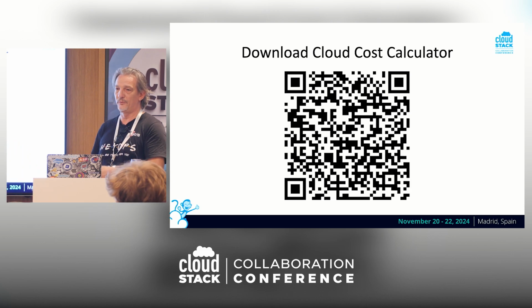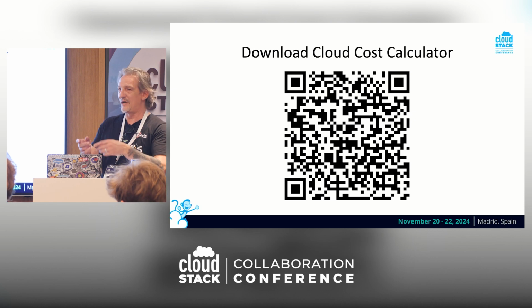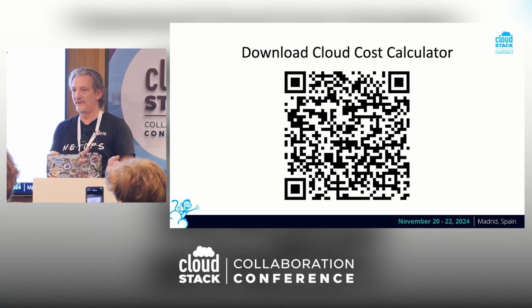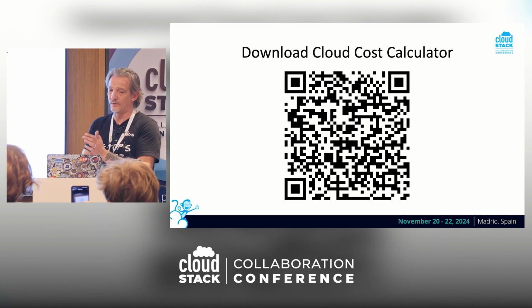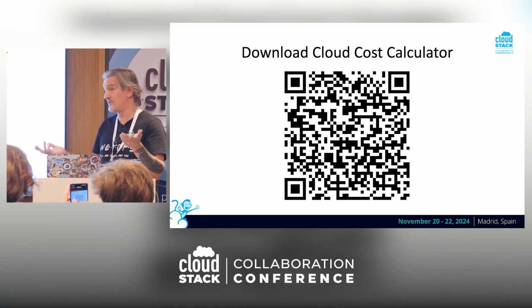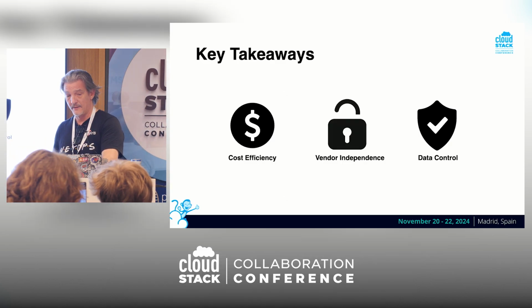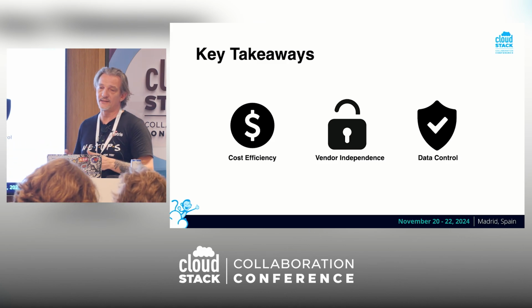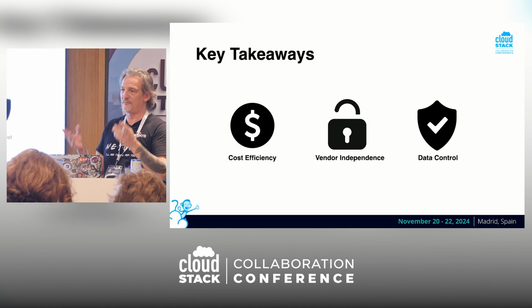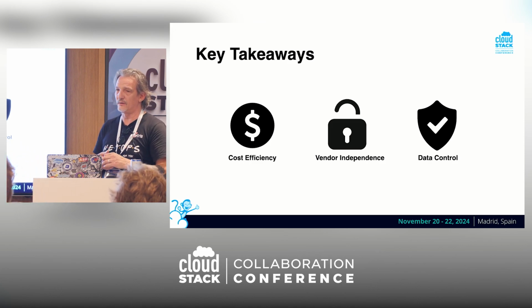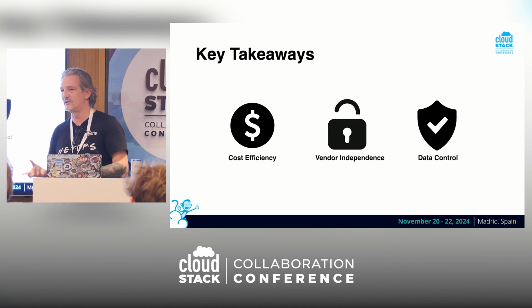For example, input this data in the spreadsheet, and you have the public cost of all hyperscalers in this calculator, and you can do your own comparison. And the key takeaways I have here after my research: I see CloudStack offers much bigger cost efficiency compared with hyperscalers.